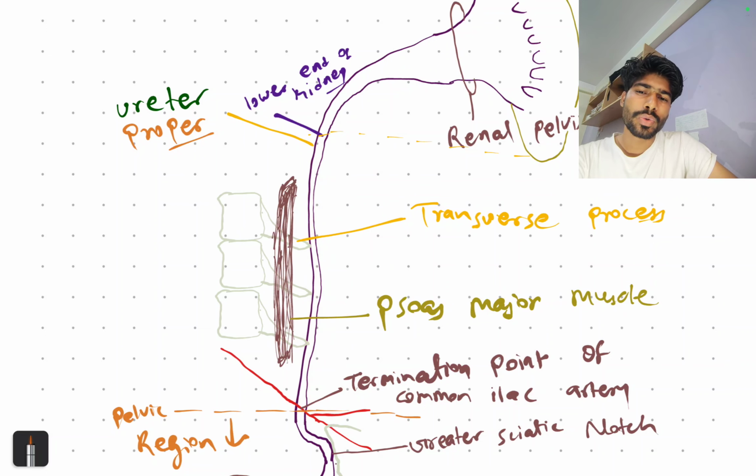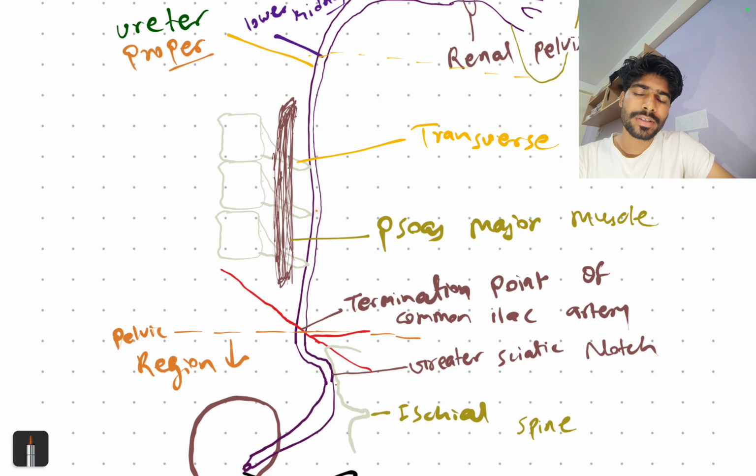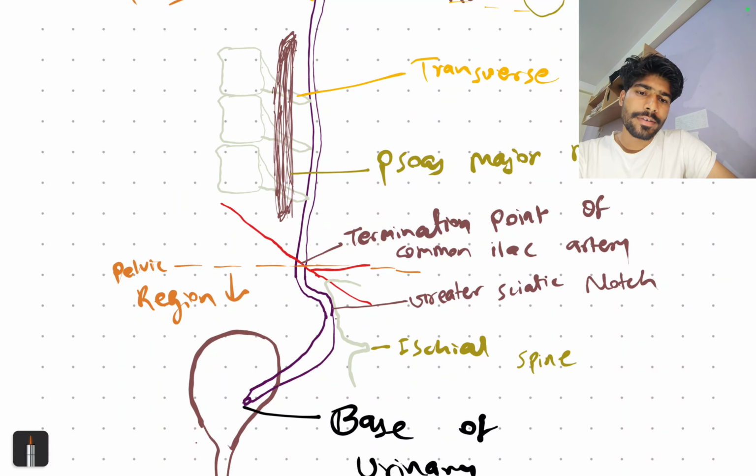All right. So it passes just beside the transverse process of the spine, and then beside that there is the muscle, psoas major, and then this is the termination point of the common iliac artery. From here, it goes slightly laterally, near the greater sciatic notch. Then near the ischial spine, it again turns back medially towards the bladder. All right. So this is the normal course.